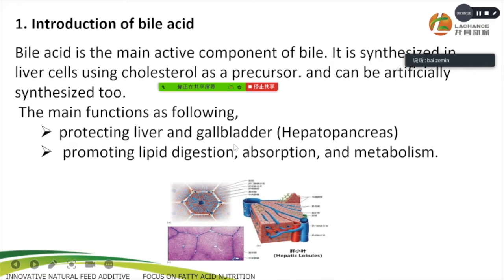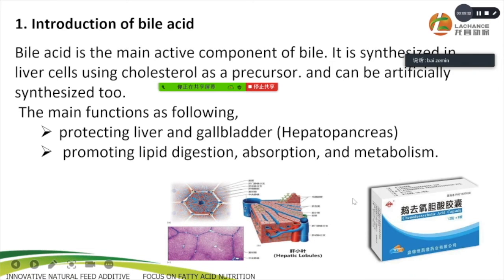Now in the market there are a lot of commercial products for human beings. This is a commercial product from a Chinese company for humans, a chenodeoxycholic acid capsule, which is CDCA. Of course, in aquaculture, we also use this kind of product.